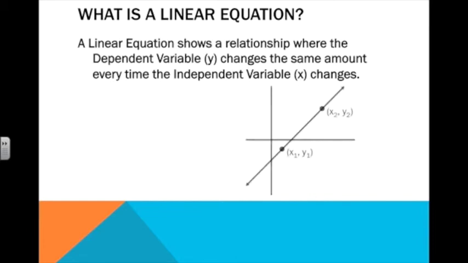What is a linear equation? A linear equation shows a relationship where the dependent variable, y, changes the same amount every time the independent variable, x, changes. As we'll see later, this means the rate of change, or slope, is constant for a line. This is what makes lines straight. A line is made up of an infinite number of points, although since it's straight, we only need to find 2 in order to graph it.